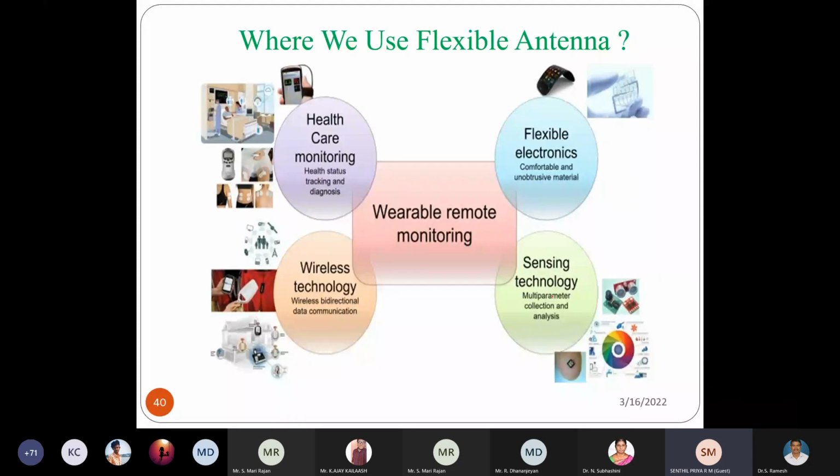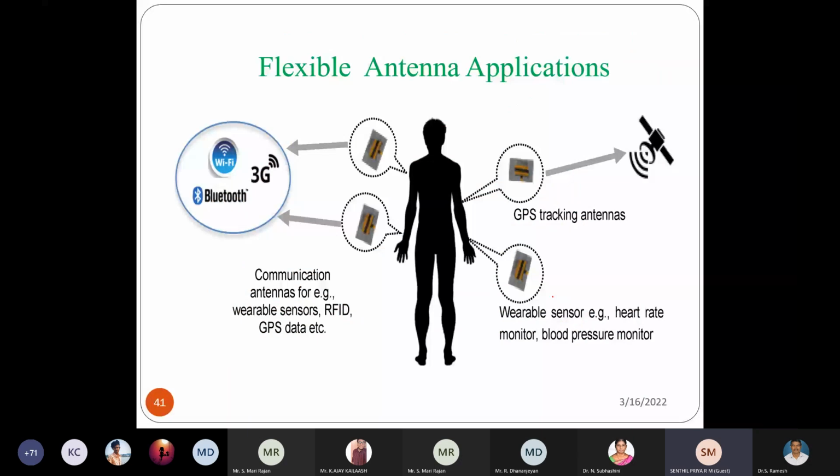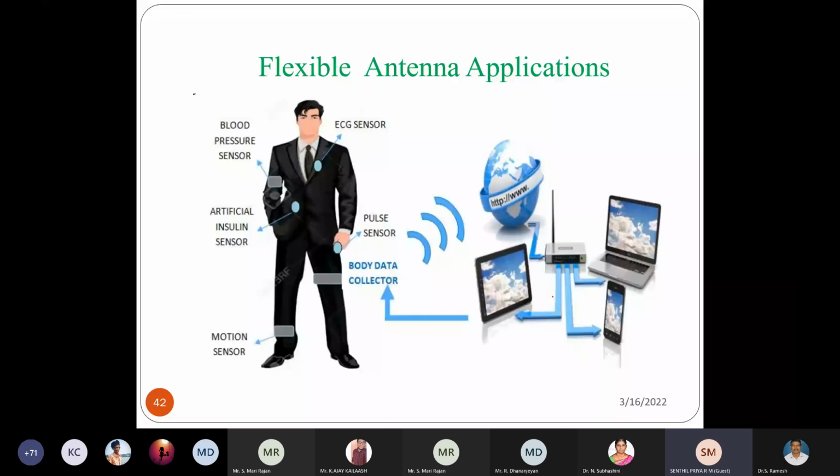Then flexible antennas can be placed in RFID, wearable sensors, GPS, wearable electronics, GPS tracking antennas. Everything can be placed in flexible antenna applications. And EEG, blood pressure, artificial insulin sensors, non-invasive sensors are nowadays available for diabetic patients. We also have sweat analysis available. We don't want to use a needle every time or take our blood. We have a lot of technology to measure diabetic systems.